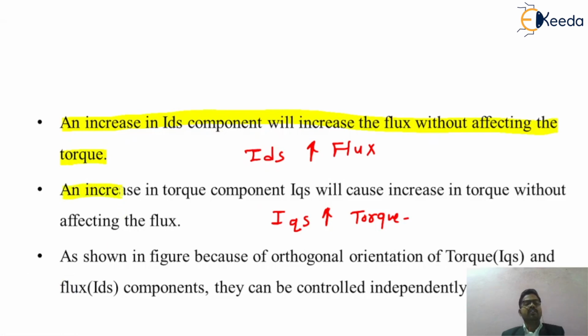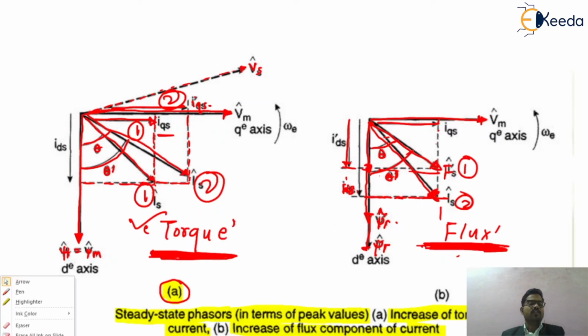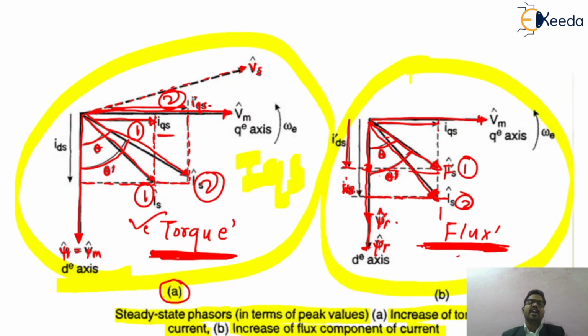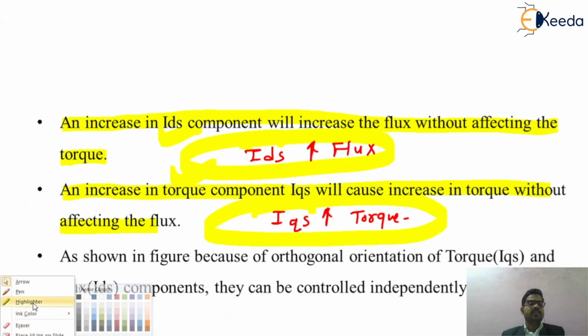So simple thing, while we are changing the value of your IDS, we can change the value of your flux, and while we are changing the value of IQS, we can change the value of your torque. So that will be the concept. Friends, while we are studying this phasor representation, in one particular figure we are controlling the value of IQS, and in the other phasor representation we can control the value of IDS. So this control of IDS and IQS are both independent. That is the very important, nice observation in concern with this phasor representation.